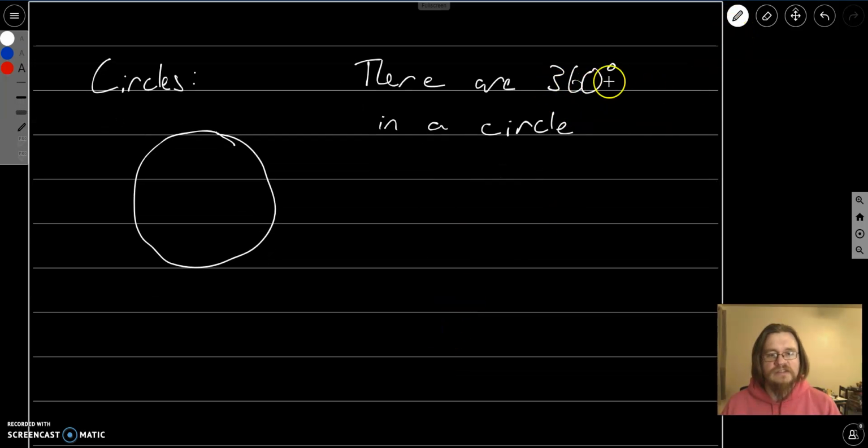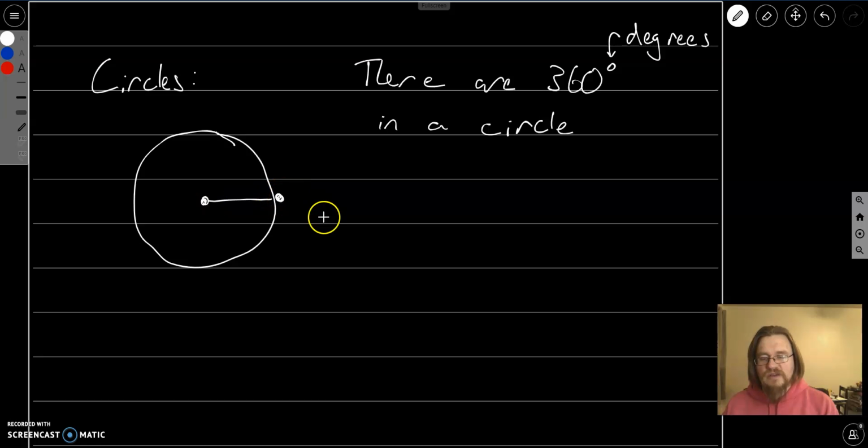And there are 360 degrees in a circle. So this symbol here, this little circle, means degrees. And what degrees are is they represent how far around a circle you've gone. So if you start at one point in the circle and you travel all the way around and you come right back, we would consider that going 360 degrees around the outside of a circle.